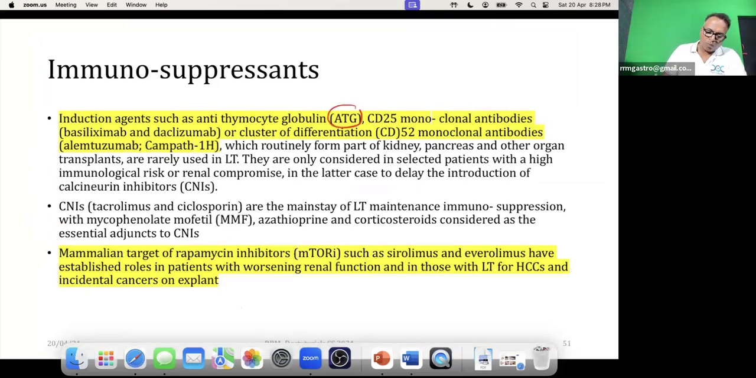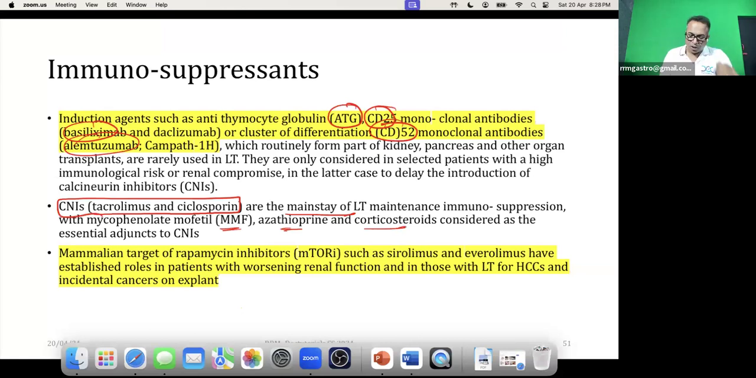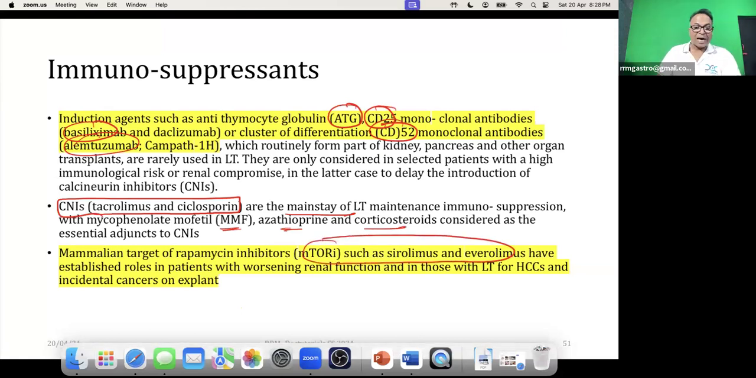So anti-thymocyte globulin, okay, induction agents such as anti-thymocyte globulin are CD25 antibodies like basiliximab, CD52 antibodies like alemtuzumab. All these are not commonly used now because the mainstay of treatment now is tacrolimus and cyclosporine. These are the mainstay. And second line drugs are MMF, azathioprine, steroids are the essential adjuncts. So mTOR inhibitors like sirolimus and everolimus have an established role in patients who have renal dysfunction.